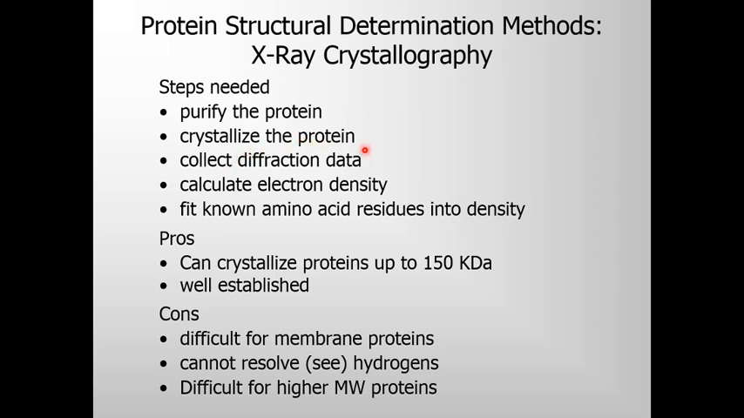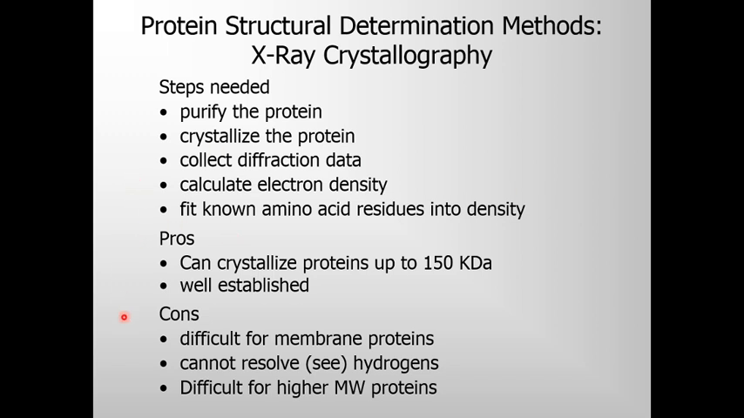Next, you need to crystallize the purified protein. Once you have a crystal, you shine X-ray through this crystal, and this crystal will diffract X-rays, creating diffraction data. Calculate electron density from the collected diffraction data and fit known amino acid residues into this density. Now, what I meant by these three lines will be clearer in the next slide.